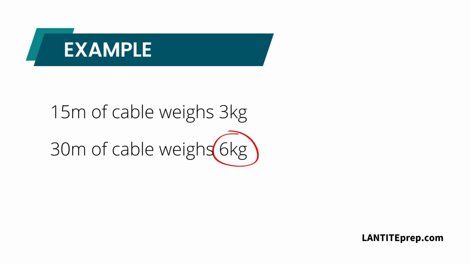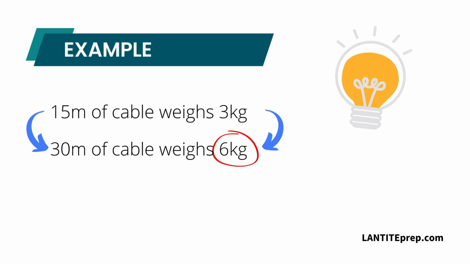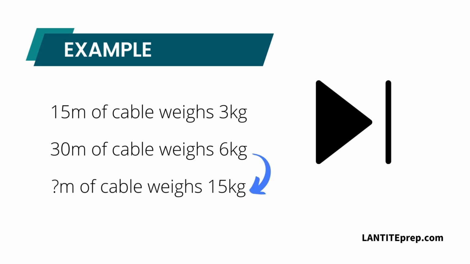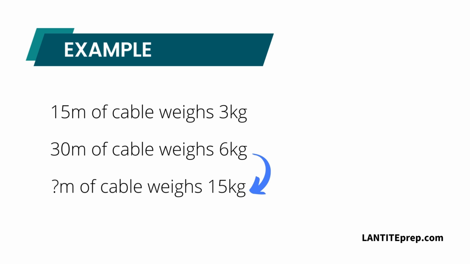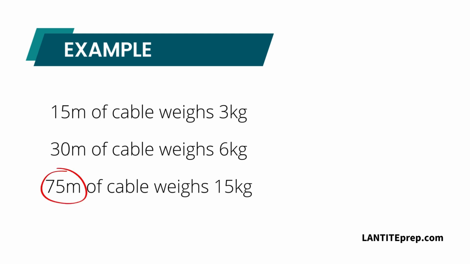To solve this, notice that 30 is double 15, so we'll also take the double of 3 kilograms, which is 6. Now, how long would the cable be if the weight was 15 kilograms? Pause the video and find the length. Ready? Great. If the weight of the cable is 15 kilograms, then the length is 75 meters.